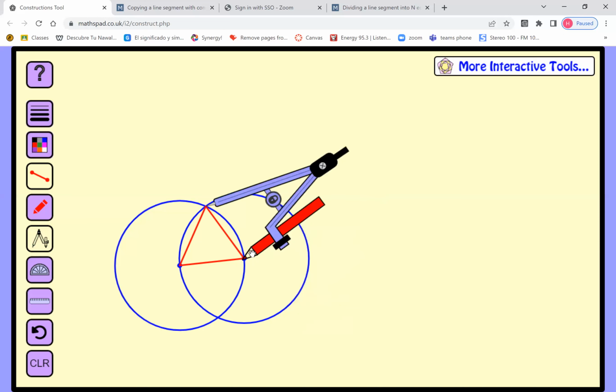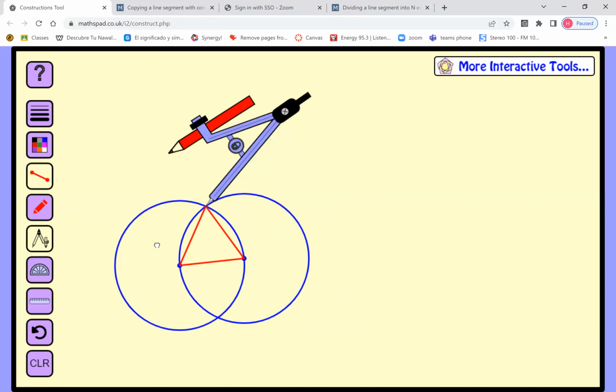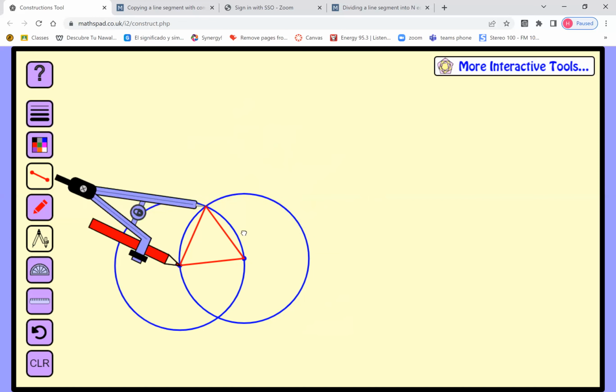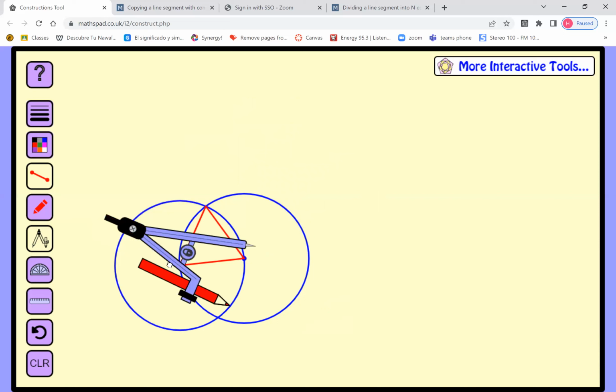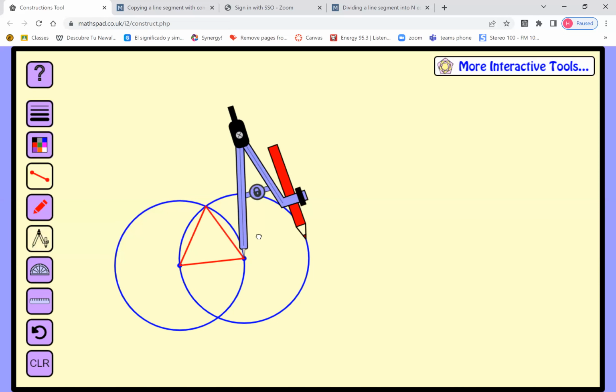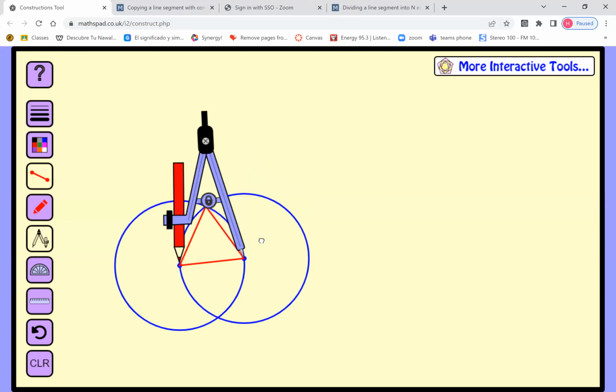Right, there's one side, the other side, and the third side. See how all the sides were the same aperture of the compass? Yeah. That triangle has all three sides equal.